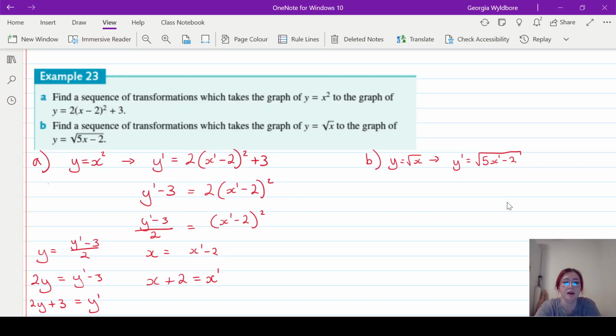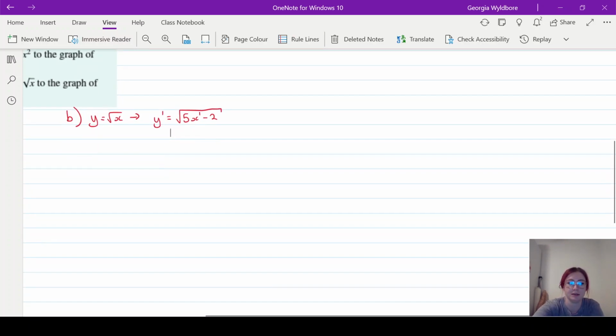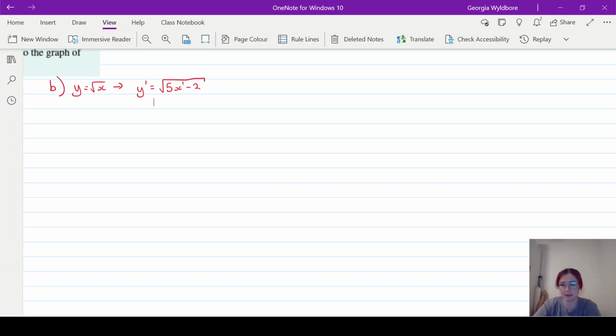For the second example, part B, we're taking the graph of y equals root x over to y equals the root of 5x minus 2. So I've just notated that translation just here so we have a little bit more space. So again, we just want to think about it in terms of rearranging so that we know what exactly y equaled and what x equaled. This one's easy to do that straight away because we don't have anything to divide or multiply or move over to the y side. So we would say that y just equaled y dash and x was equal to 5x dash minus 2.